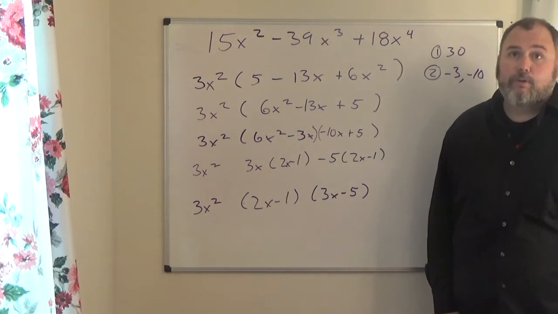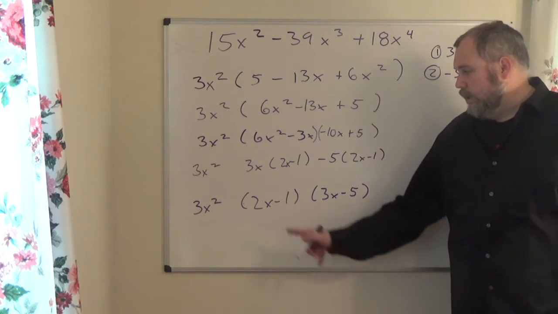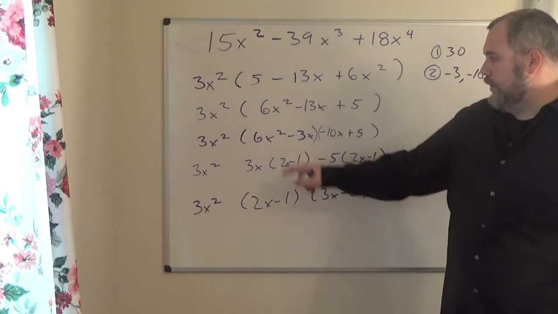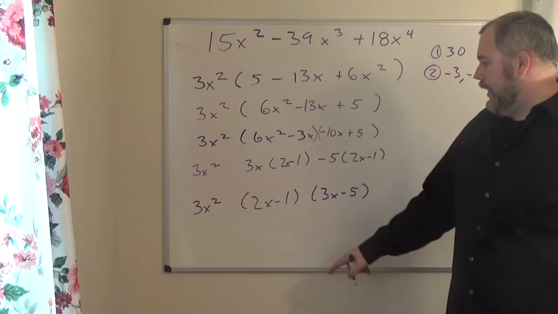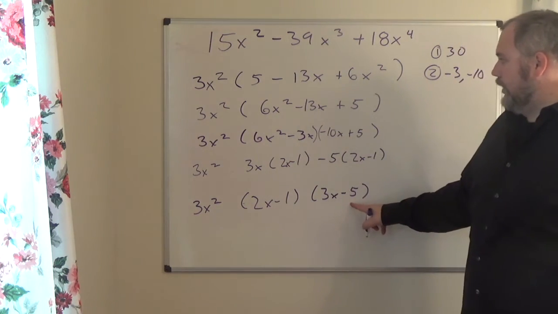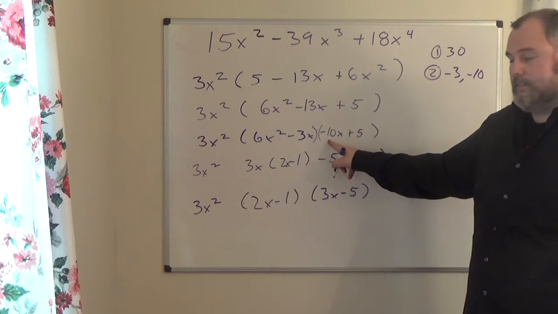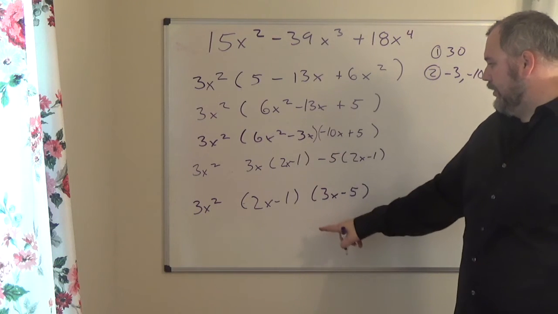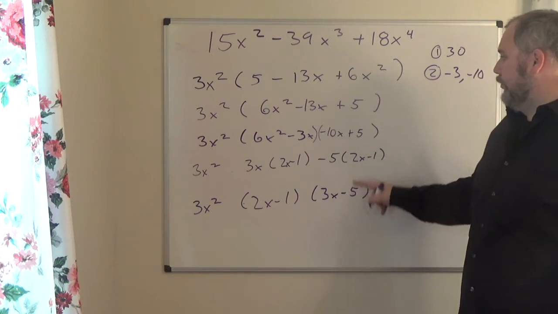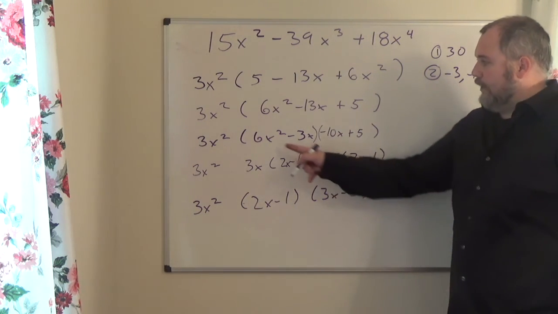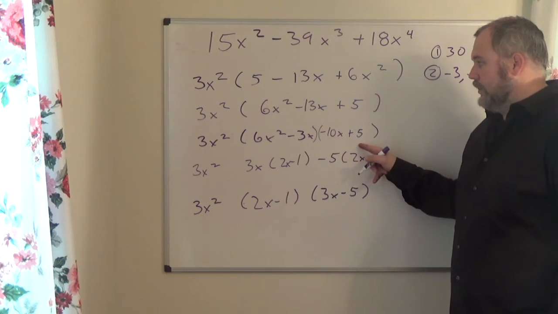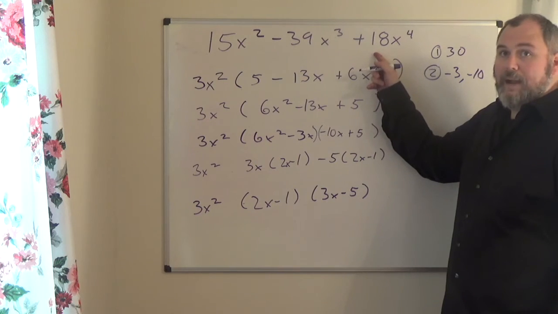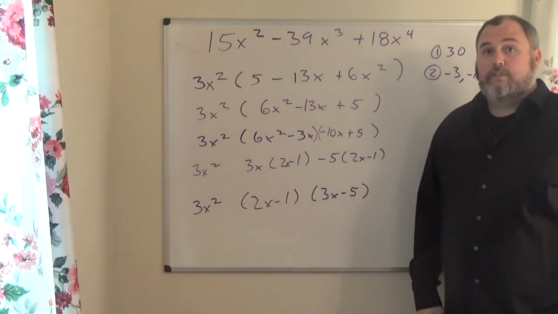Again, can we prove this? FOIL! This times this will give me 6x squared. Then I'm going to do my outer, 2x times minus 5, negative 10x. This times this gives me negative 3x. Negative 1 times negative 5 gives me positive 5. So I just went back to this step here. And I know that when I work this backwards, it's going to get me all the way back to my original equation.